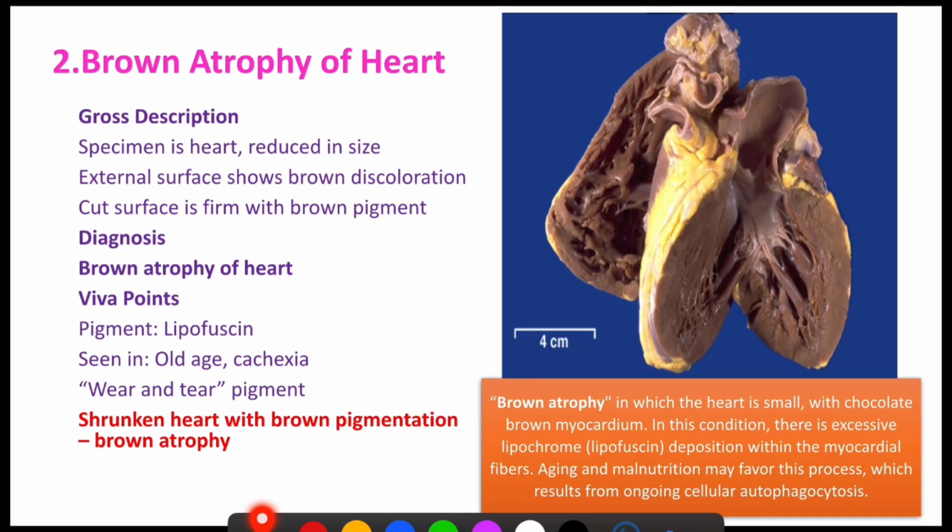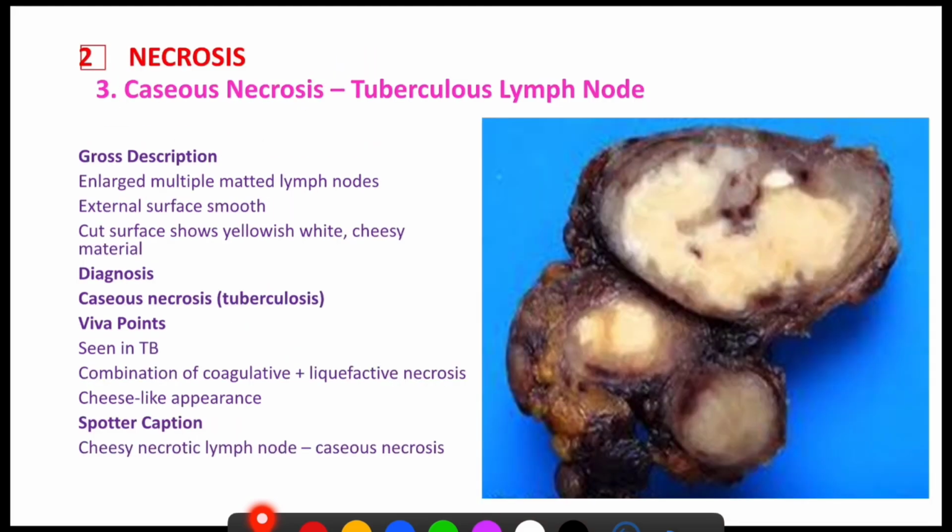Now this is a phenomenon of autophagocytosis, because aging and cachexia will lead to this phenomenon, and there is wear and tear pigment deposition which ultimately leads to an atrophied heart, and because of abundant lipofuscin pigment there is a brown colored appearance. Now if we see necrosis, there are different types of necrosis.